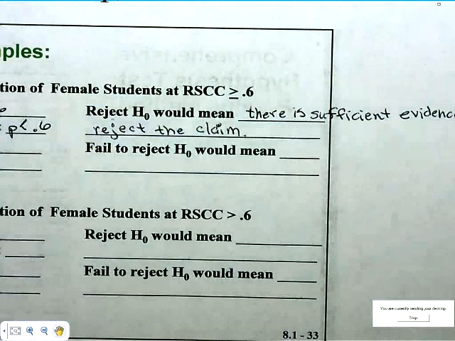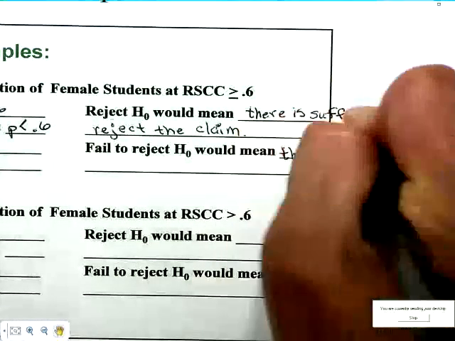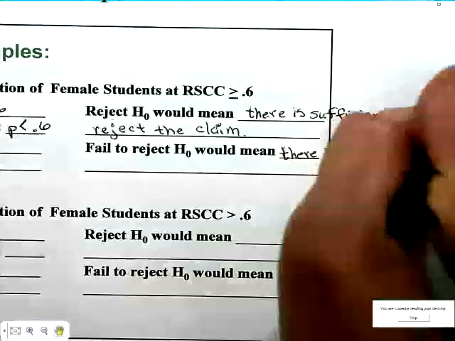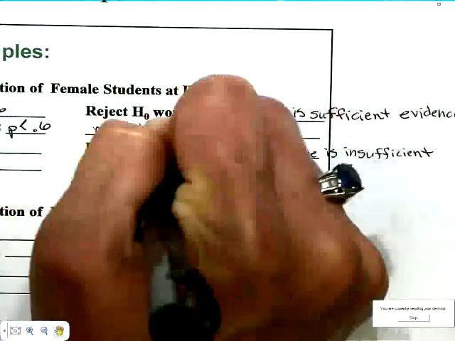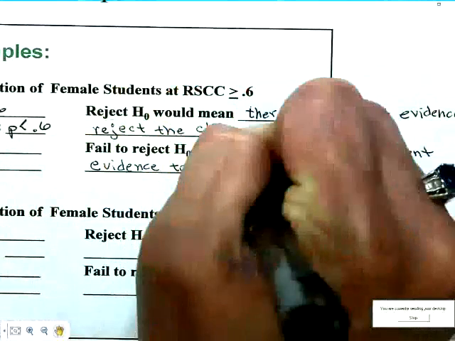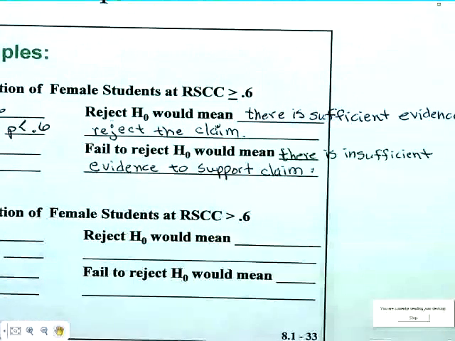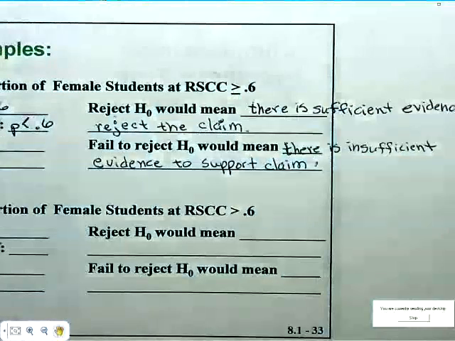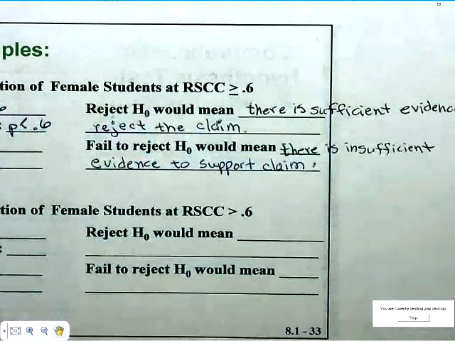What if we failed to reject the null? What would that mean? What does it always mean? Insufficient evidence to say one way or the other. If I'm talking to the person who made the claim, I'm going to say there's not enough evidence to support your claim. I'm not saying you're wrong. I'm just saying there's not enough evidence to say for sure.